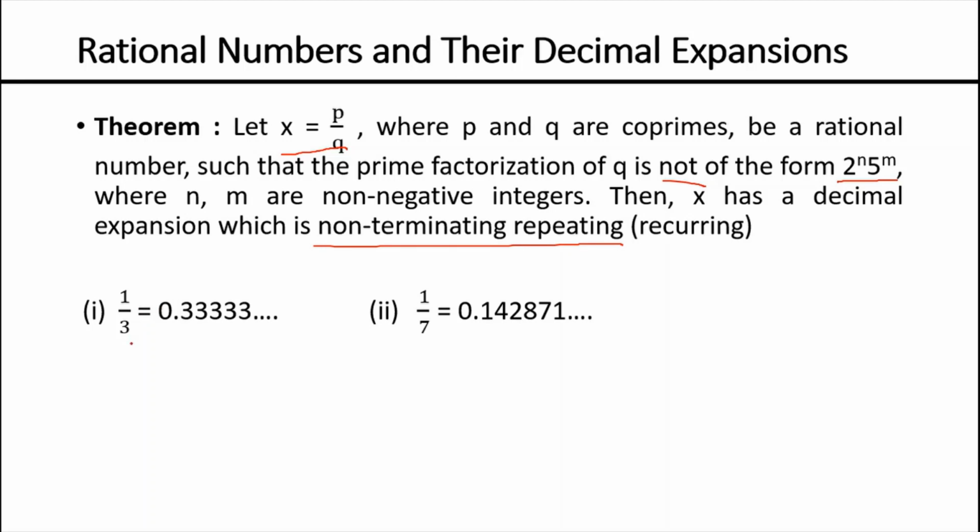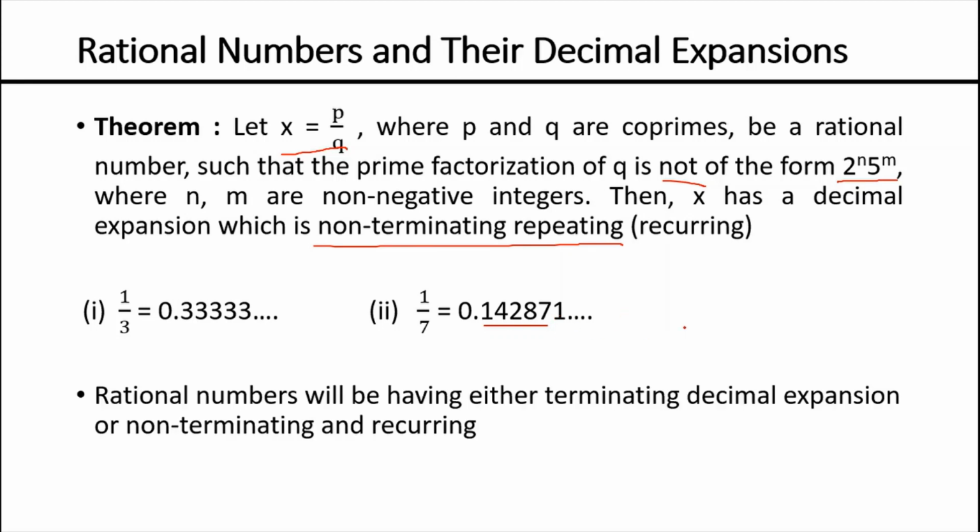If 1 is divided by 3, it will result in 0.33333 and it will go on and on without terminating. A similar example is 1 by 7. You can divide 1 by 7 and you will get 0.14287 and it will go on repeating again and again.